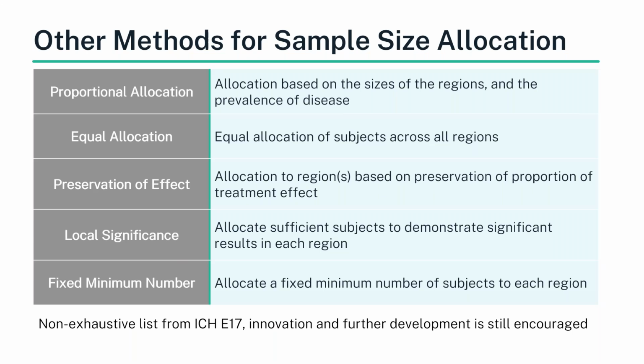And so, as I said, they recommend blending those strategies. So perhaps starting off with equal allocation and then adjusting based on prevalence data to ensure that there's sufficient overall sample size, while also having the necessary regional allocations to demonstrate consistency. And so then just some of the others quickly.